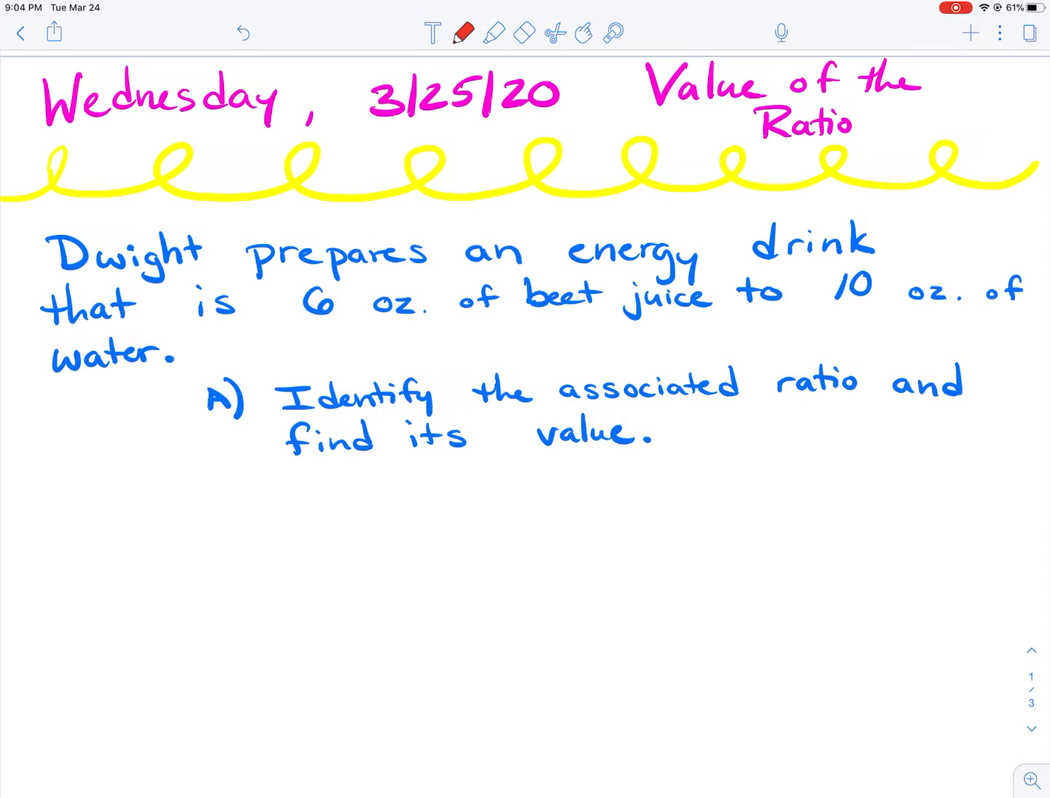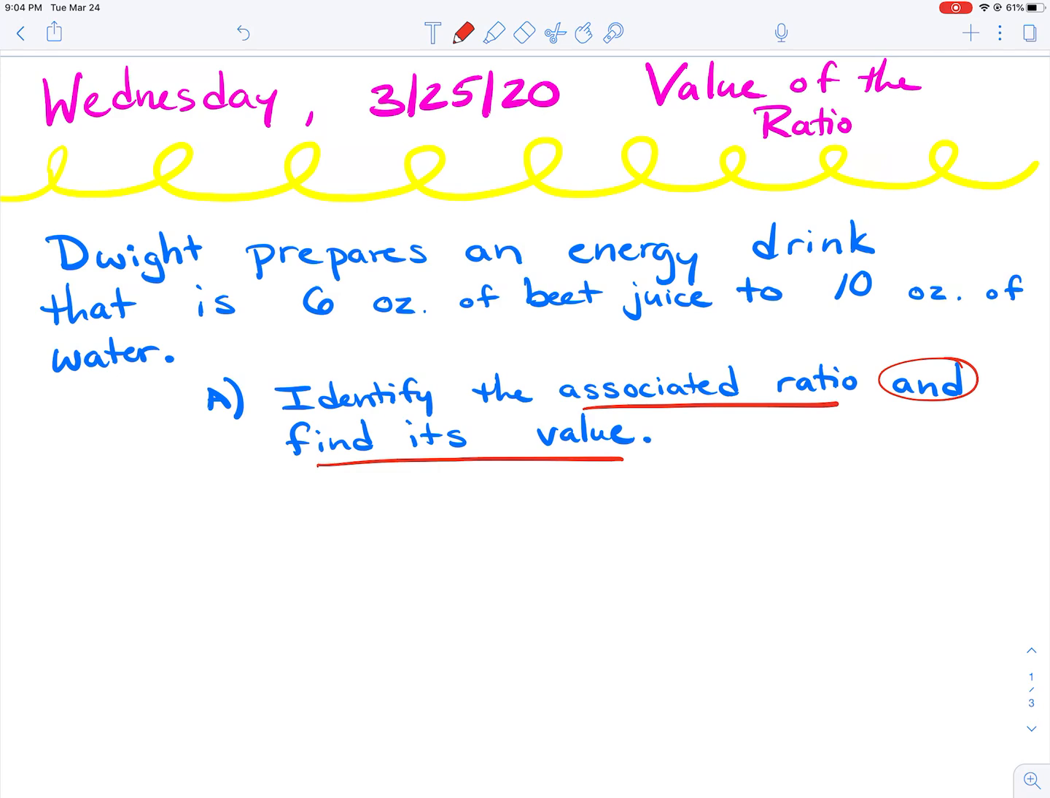The value of the ratio. It's a simple concept, but sometimes people confuse it. So our friend Dwight here is making an energy drink. It says Dwight prepares an energy drink that is 6 ounces of beet juice to 10 ounces of water. That sounds delicious. Identify the associated ratio and find its value.